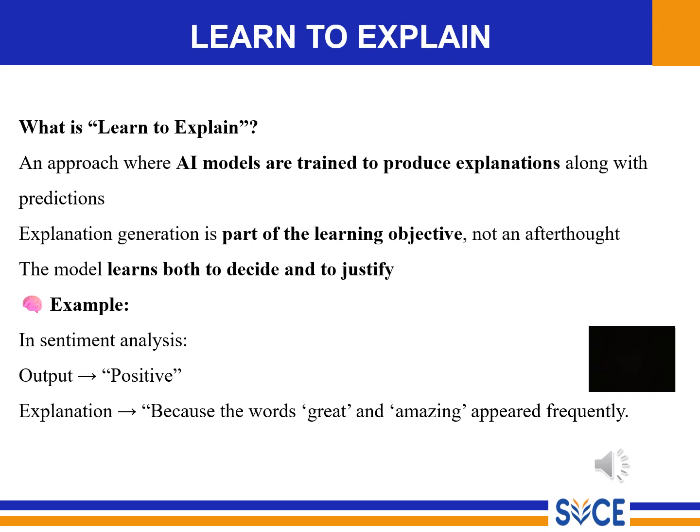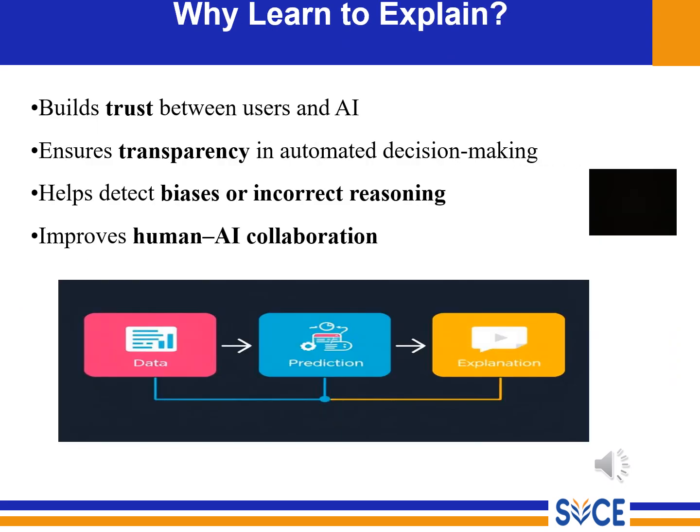Then the next slide. Why learn to explain is important. Now tell me, why would we ever want an AI to explain its decision? Your answer may be to build trust. Exactly. If a doctor or banker uses an AI, they must trust the output. So the main reasons are, first, trust.